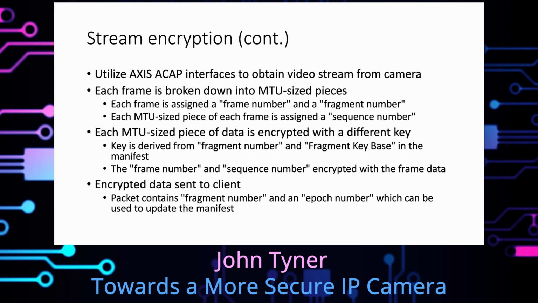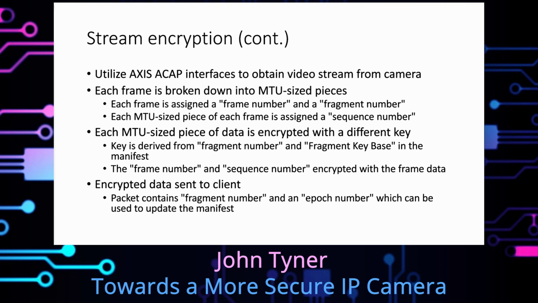Each packet sent over the network contains 4 identifiers in addition to the frame data. The first is the epoch number. This number indicates which manifest the fragment belongs to. This value is sent in the clear. The second identifier is the fragment number. This number is also sent in the clear and indicates which key was used to encrypt the fragment. Remember from the previous slide that the fragment encryption keys are derived from a unique value kept in the associated manifest. The third identifier is the frame number.